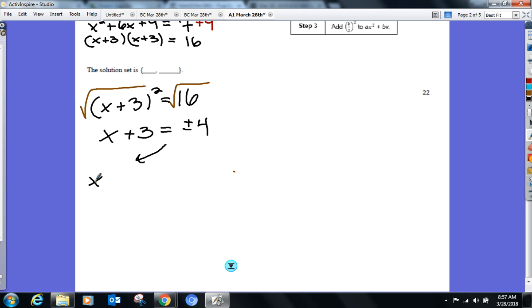X plus 3 equals positive 4, and x plus 3 equals negative 4. So one solution will be x equals 1 and x equals negative 7. All right, so 1 and negative 7 for my solution set.